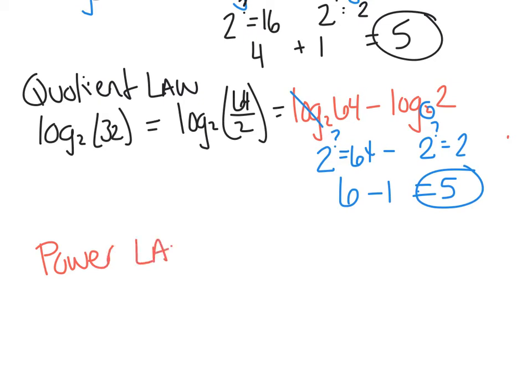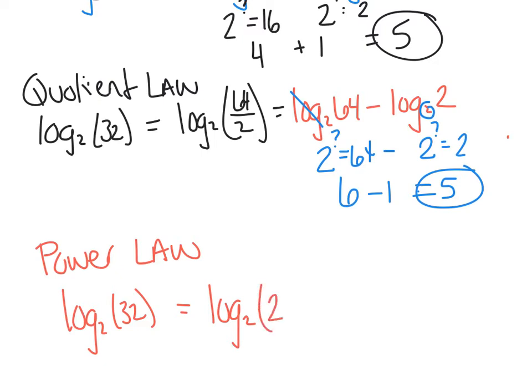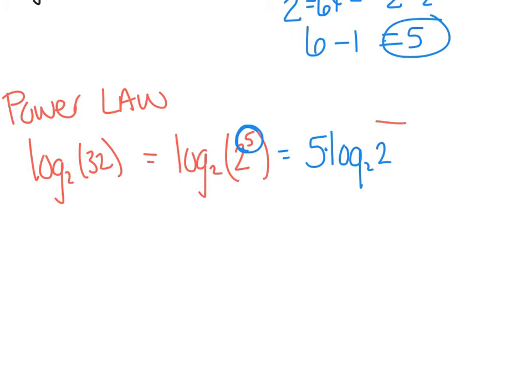Okay, my power law. So again, I want to replace 32 with a power, something to some power. I know 32 is equivalent to 2 to the 5th power. Now that property says you're going to take that exponent and just bring it down in front. So I'm going to say this is equal to 5 times log base 2 of 2. Now I can evaluate log base 2 of 2.